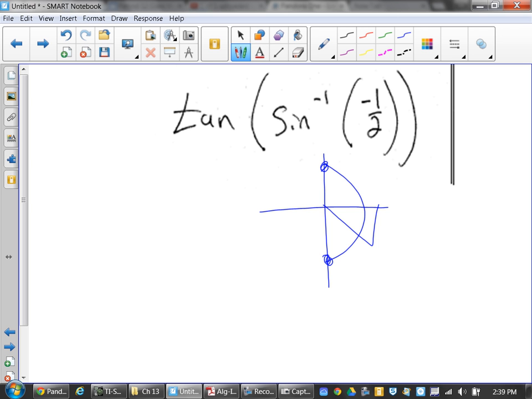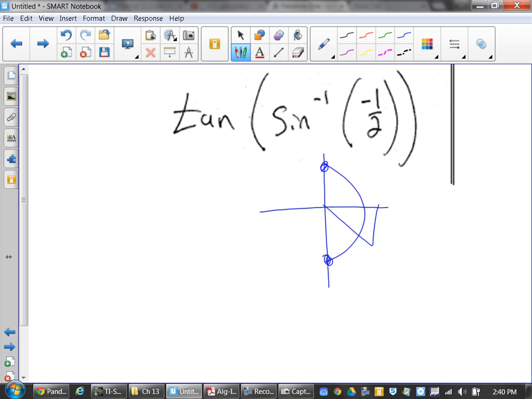Yes, ma'am? Is the negative actually affecting it? Yeah, because this is asking you what is the angle that has a sine value of negative 1/2. What happens when it's just sine of negative 1? You won't do that problem. If it's sine of negative 1/2, then you have to use a calculator. You're thinking two different things right now. Okay, we're good.